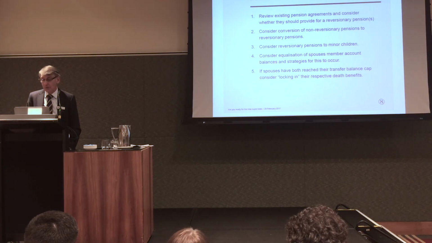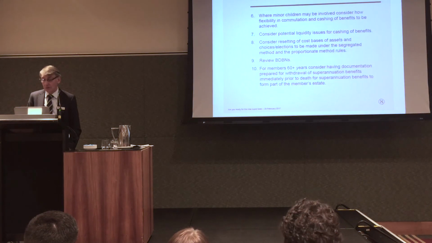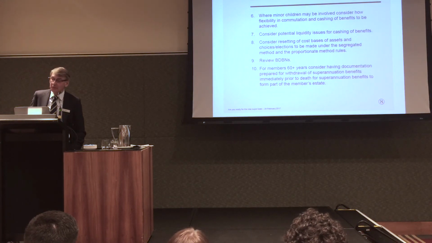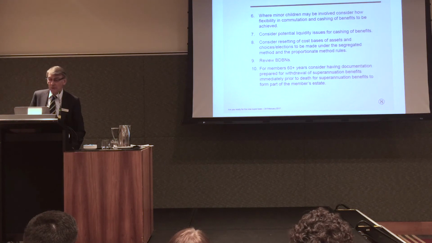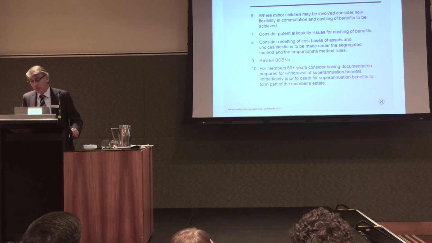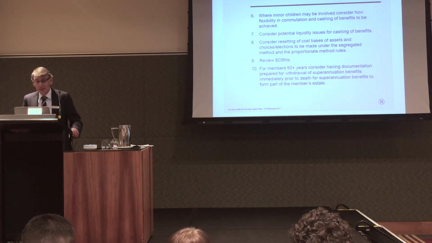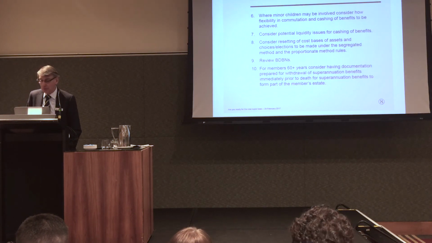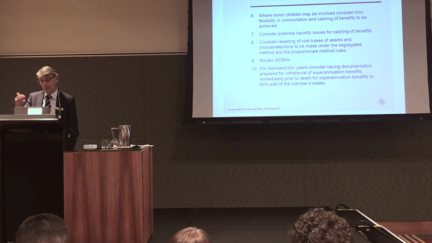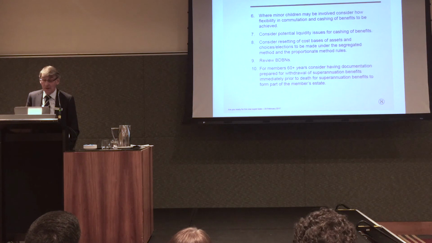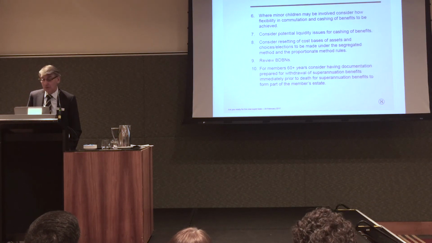If spouses have both reached their transfer balance cap, consider locking in their respective death benefits. Where minor children may be involved, consider how flexibility in commutation and cashing of benefits is to be achieved. Consider potential liquidity issues for cashing of benefits. Consider resetting of cost basis of assets and choices, elections to be made under the segregated method and the proportionate method rules, and be concerned, as Mel said, with regard to Part 4A, potentially in relation to those issues and why it's being done. Review BDBNs for members 60 plus years.